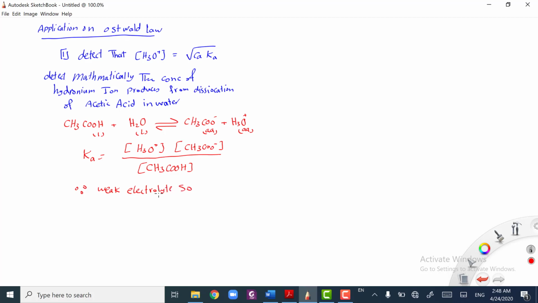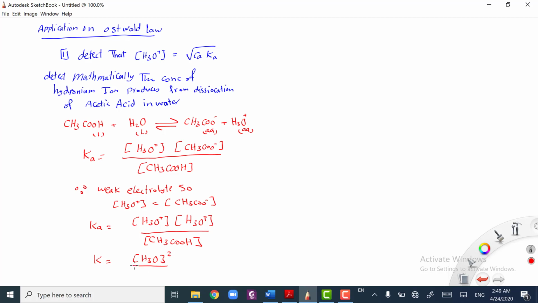the concentration of the hydronium equals the concentration of the acetate. So we can replace the acetate by the hydronium. So Ka, in this case, will be hydronium multiplied by hydronium over the acetate. So Ka equals hydronium ion squared over acetate.